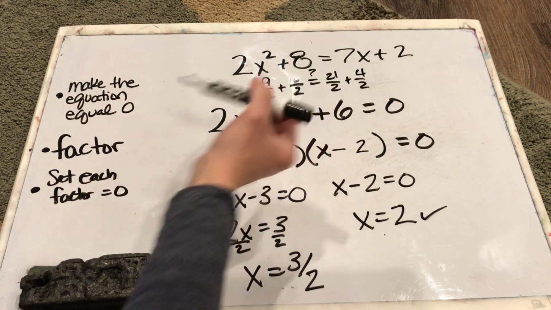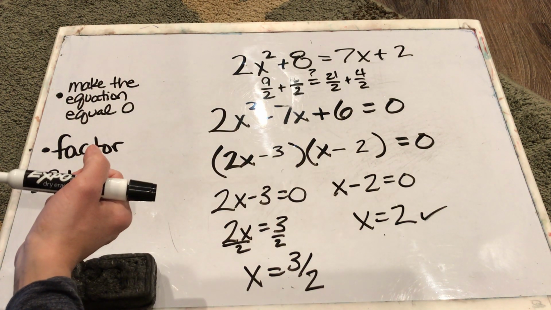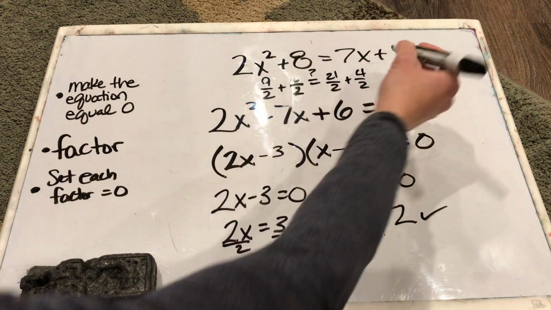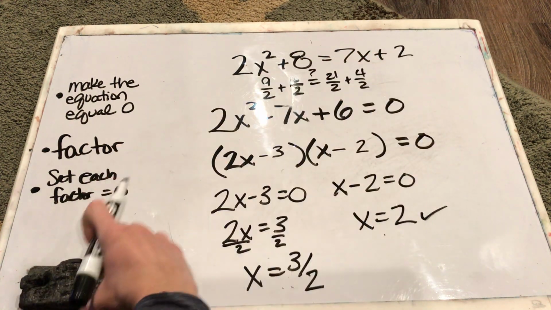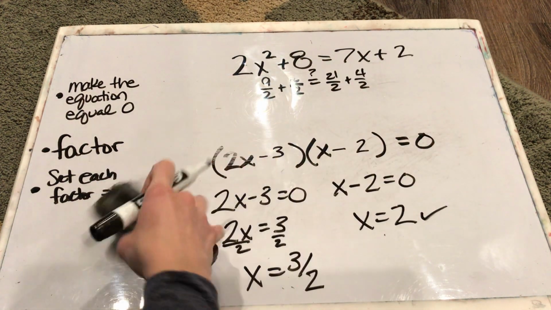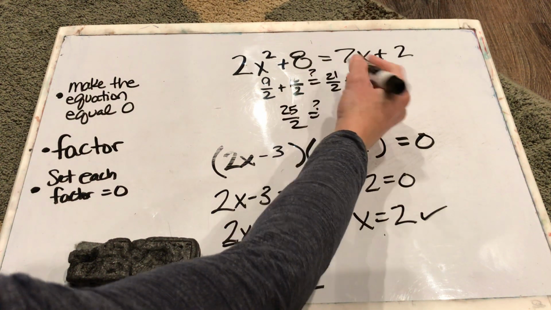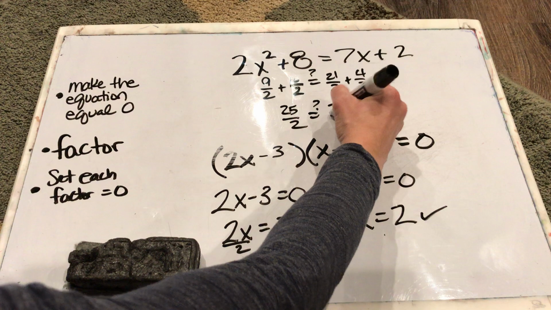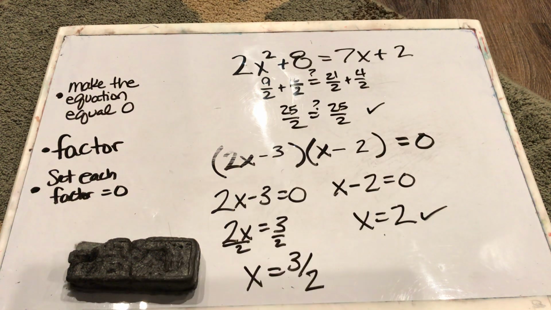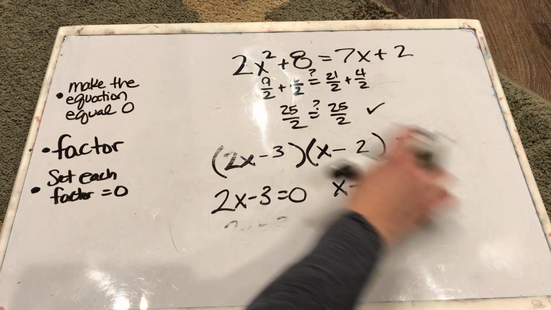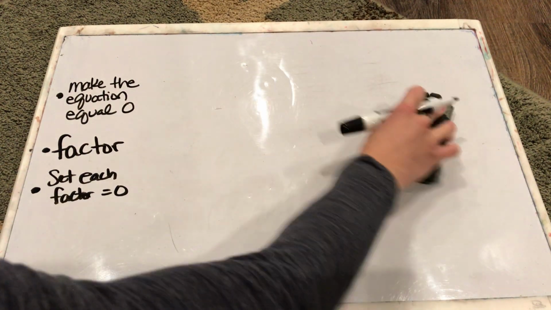9 plus 16 is 25. So I have 25 halves. And 21 plus 4 is 25 halves. So it works. All right, let's do one that isn't just x squared.